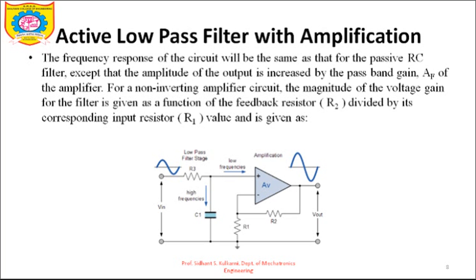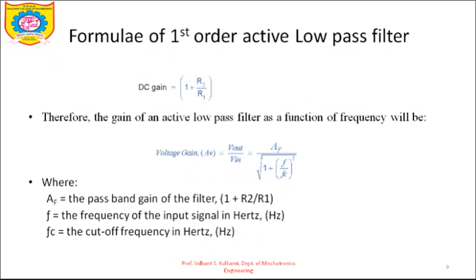So we have already discussed that. The gain is decided by R2 and R1. Now the DC gain is 1 plus R2 upon R1. These R2 and R1 are the external components. Therefore, the gain of the active low pass filter circuit operating at frequency F is given by AV equal to V out upon V in equal to AF, the gain with feedback, divided by the square root of 1 plus (F upon FC) squared. Here F is the frequency of the input signal in Hertz, and FC is the cutoff frequency in Hertz.